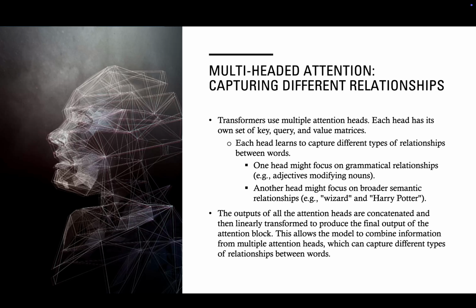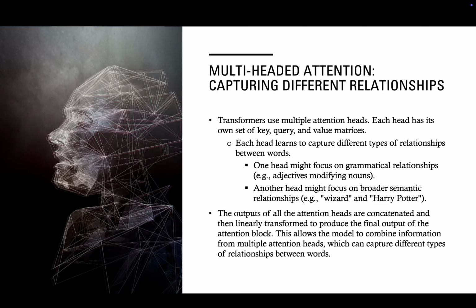Now let's look at multi-headed attention. Transformers use multiple attention heads. Each head has its own set of key, query, and value, just like we talked about. Each head learns to capture different types of relationships between words. For example, one head might focus on grammatical relationships, like adjectives modifying nouns. Another head might focus on broader semantic relationships, like wizard and Harry Potter.